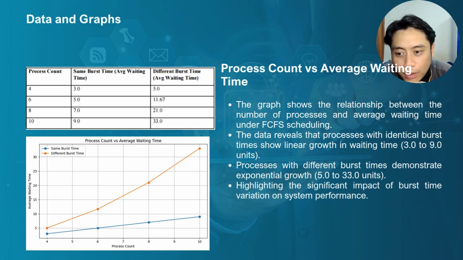It climbs up, while the same burst time line is linear. The curve steepens significantly at 10 processes, so the average waiting time triples compared to the uniform scenario. This shows how even one early long process can drag system efficiency down in FCFS.